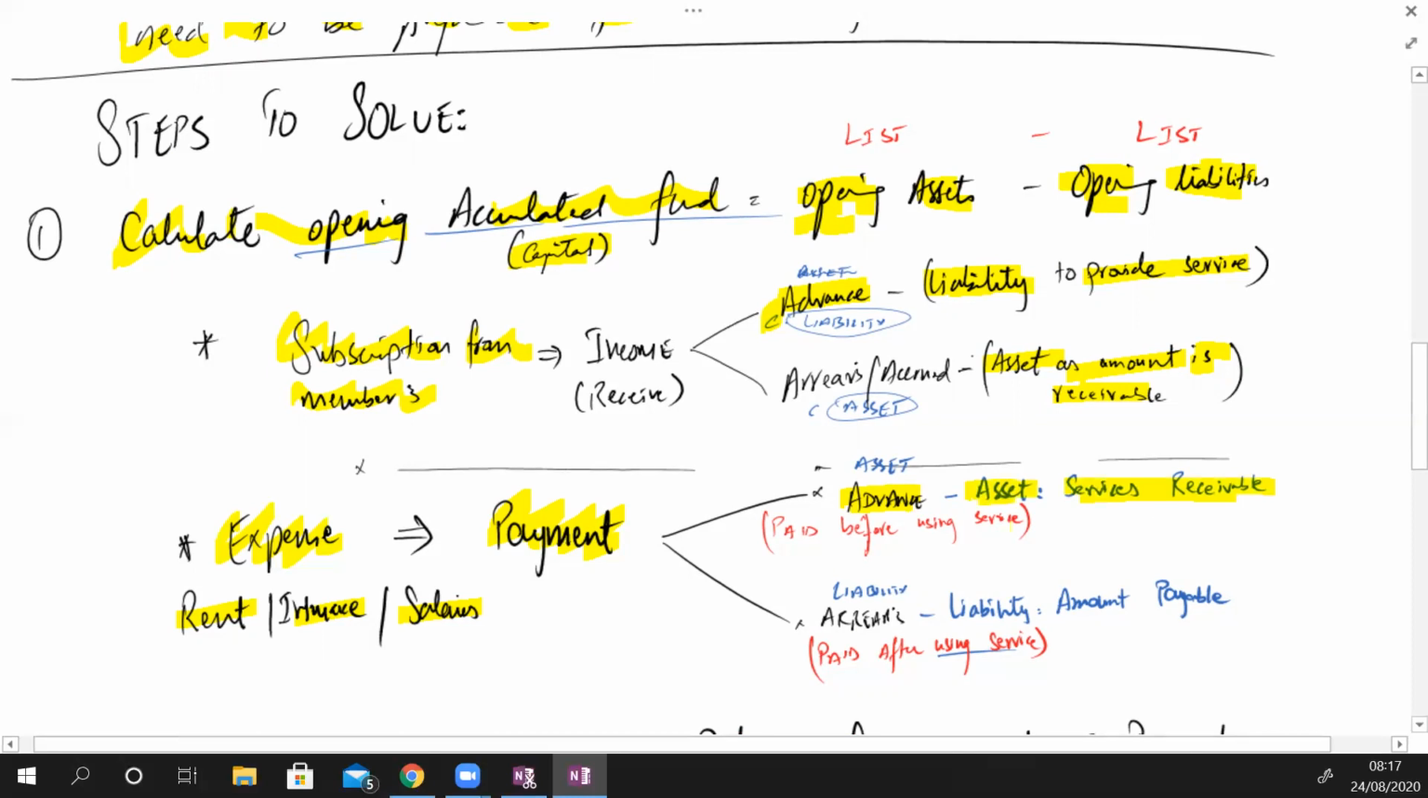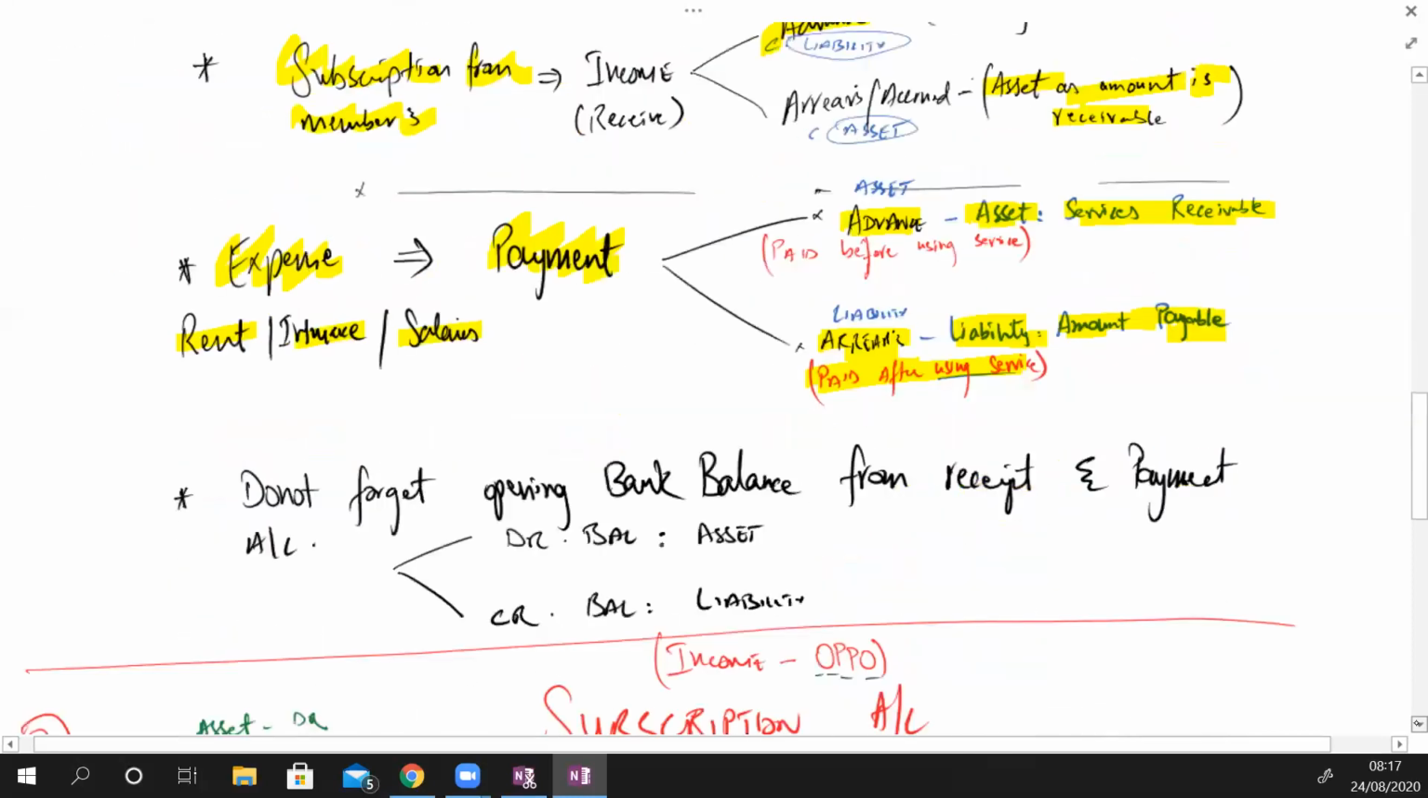And if you're paying expenses in arrears, that means you're paying after you have utilized services. Now it becomes a liability because it is paid after using services and the amount becomes payable for you. All right. Okay.